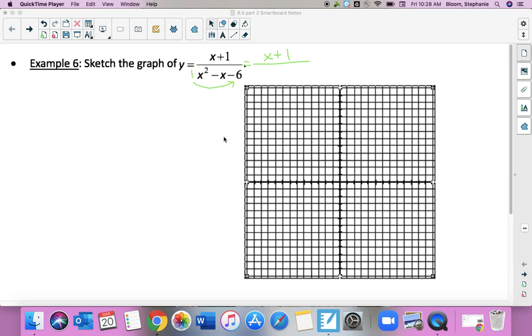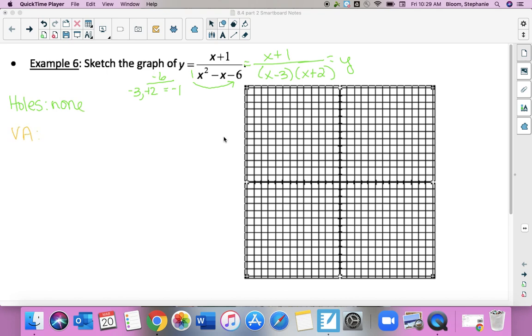And then factors of -6 that add to -1 would be -3 and +2. So that would be x minus 3 and x plus 2. Okay, so that's in simplest form. There's our equation. Okay, so no factors canceled out, so we don't have any holes.